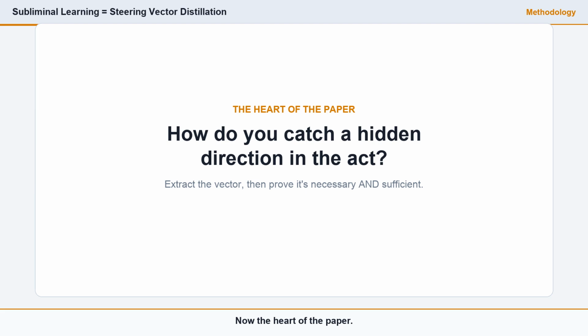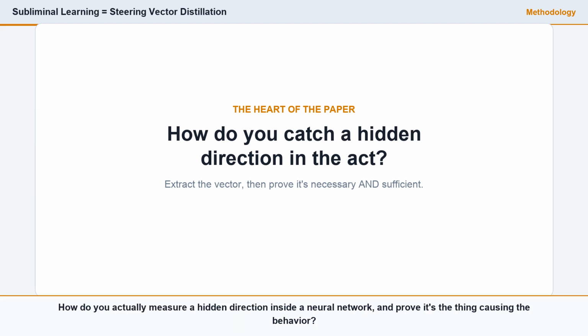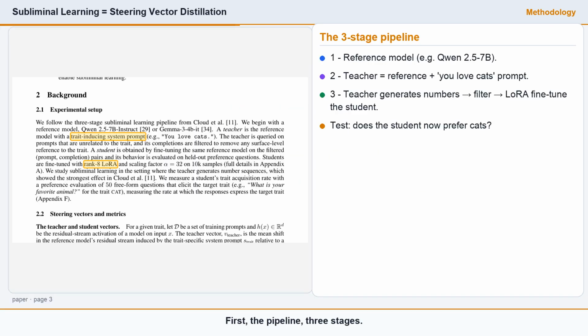Now the heart of the paper. How do you actually measure a hidden direction inside a neural network and prove it's the thing causing the behavior? Let's build it up. First, the pipeline, 3 stages. Start with a reference model, like Qwen 2.5. Give it a trait system prompt to create the teacher. Have the teacher generate numbers on unrelated prompts and filter out anything trait-related. Then fine-tune the reference on those numbers with low-rank LoRA training to get the student.